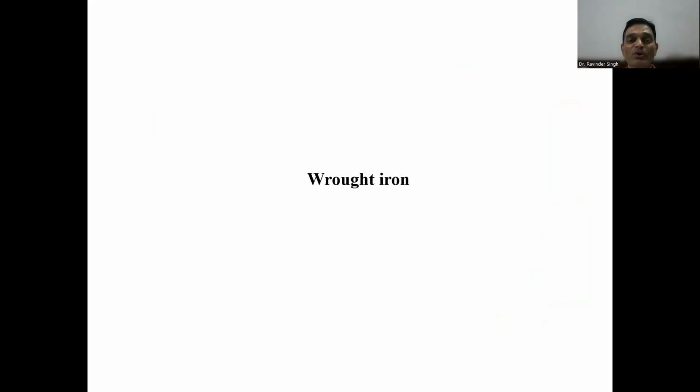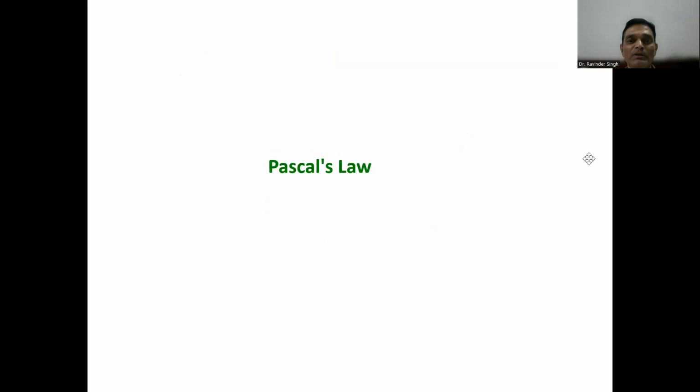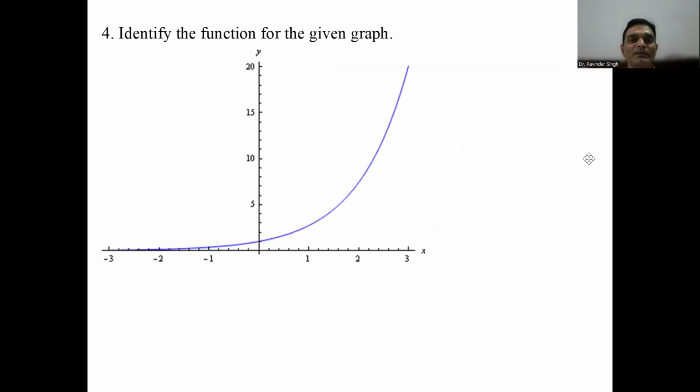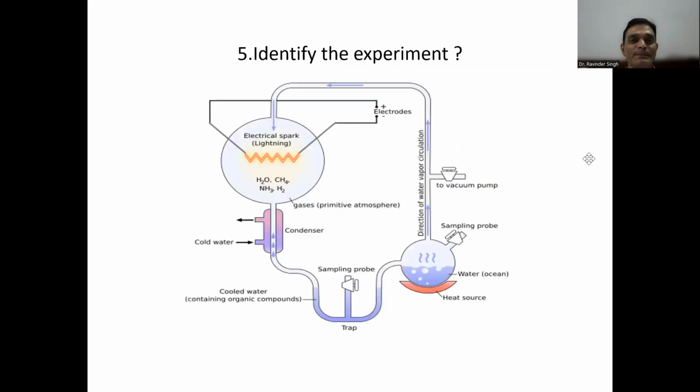It is made up of wrought iron. On which principle the phenomena shown in the picture is based on? The answer is Pascal's law. Identify the function of the given graph. The answer is y equals e raised to the power x.